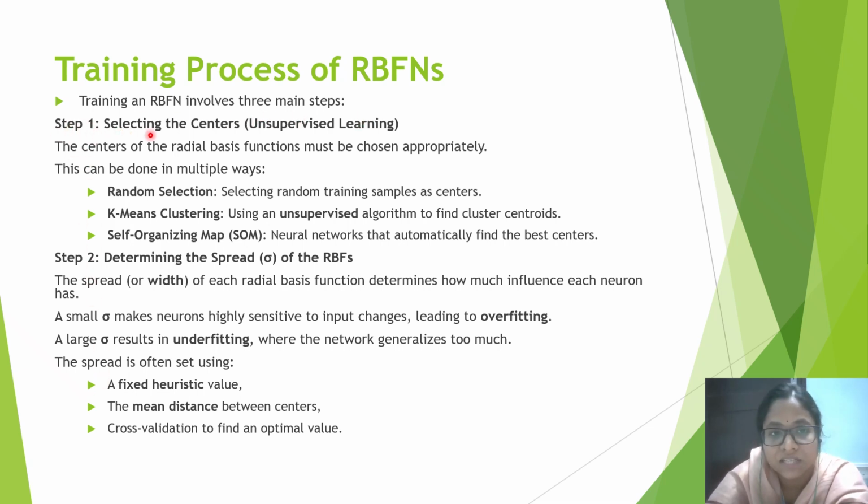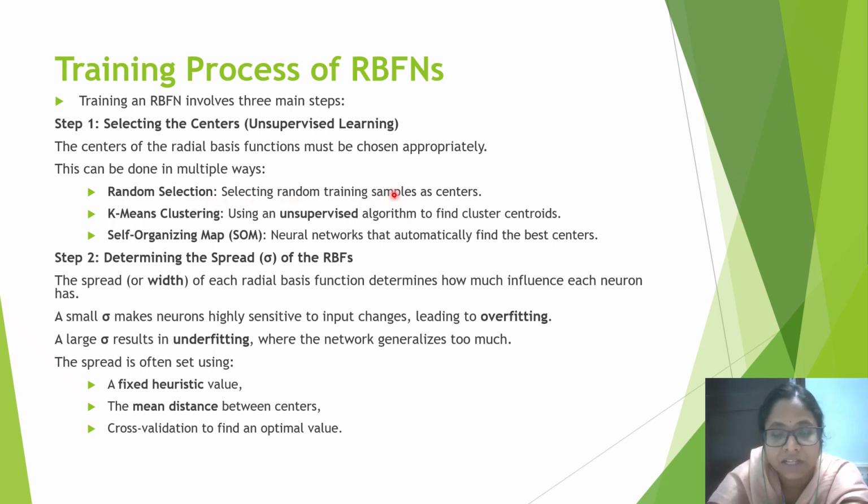Step one is selecting the centers, which is unsupervised learning. So we need to select the neuron centers. The centers of the radial basis function must be chosen appropriately. The centers can be selected in any of these three ways, like random selection.